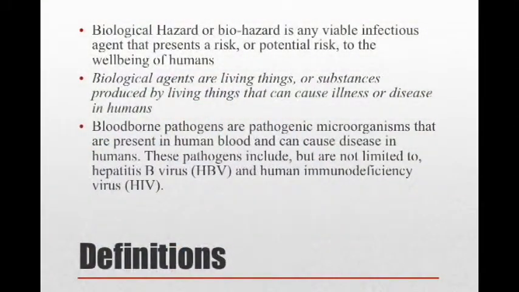A couple of definitions before we get started too far. A biological hazard, or biohazard, is any viable infectious agent that presents a risk or potential risk to the well-being of humans. Biological agents are living things or substances produced by living things that can cause illness or disease in humans. And bloodborne pathogens are pathogenic microorganisms that are present in human blood and can cause disease in humans. These pathogens include, but are not limited to, hepatitis B virus, HBV, and human immunodeficiency virus, HIV.